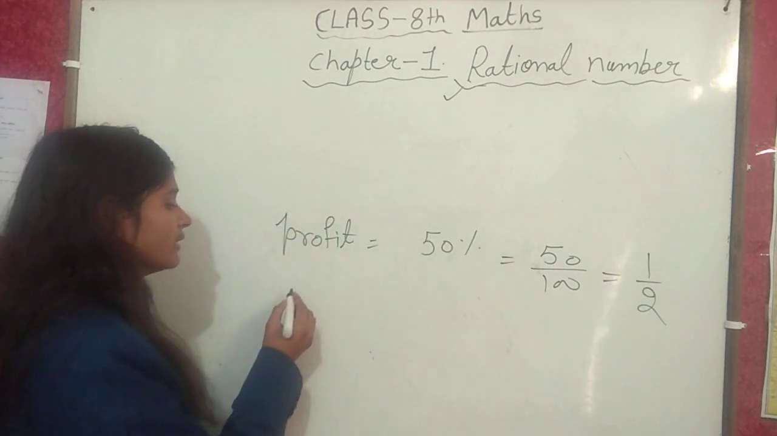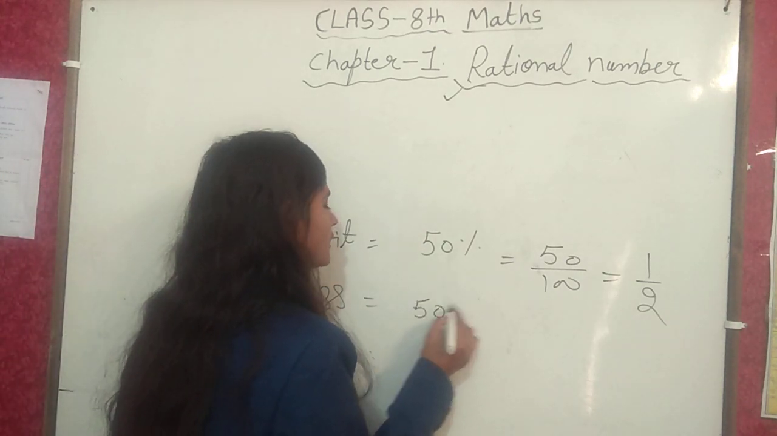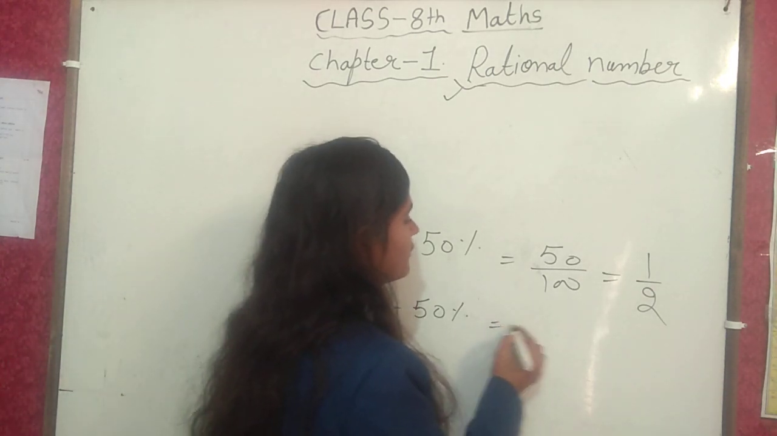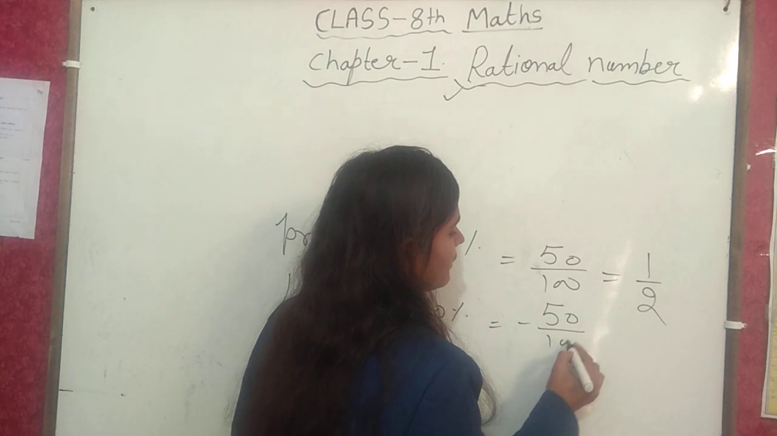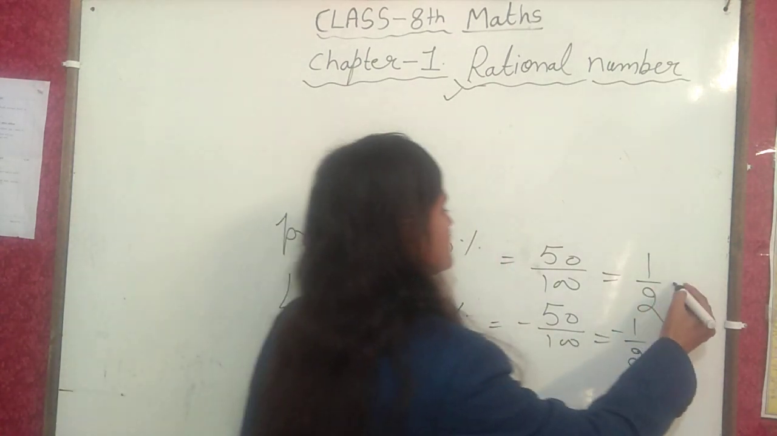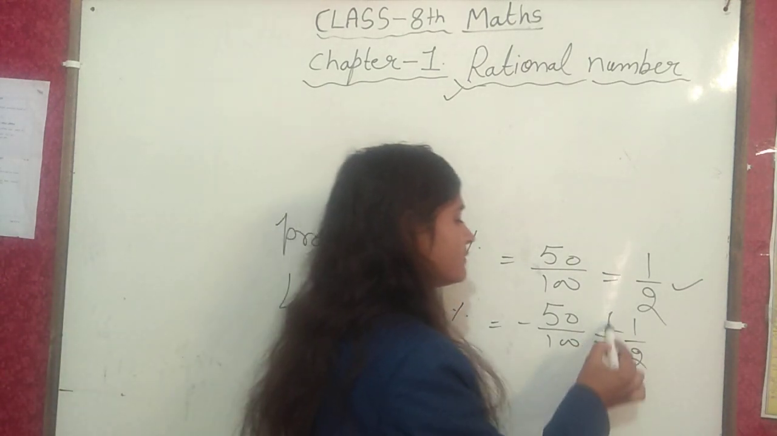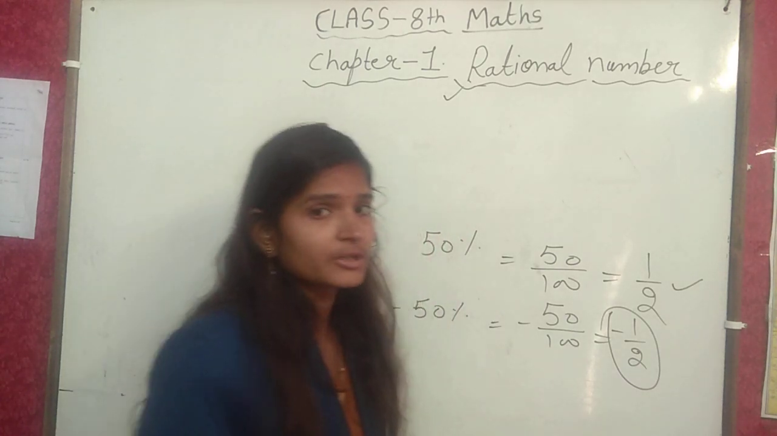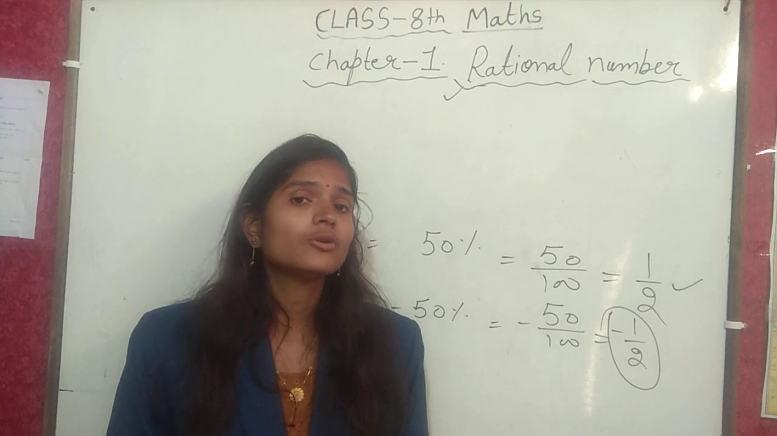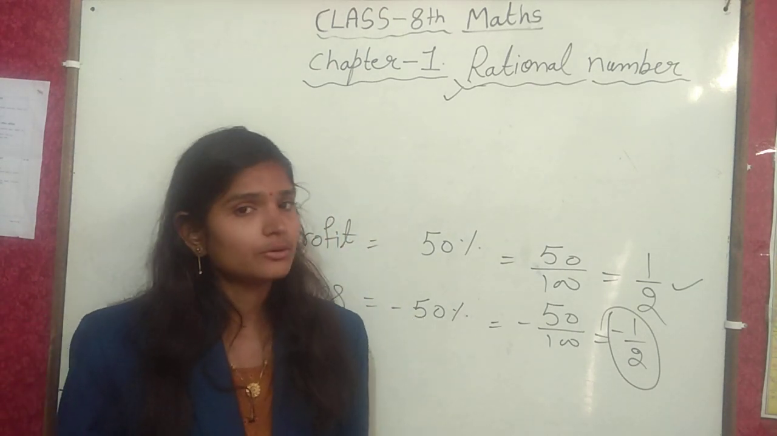But if you want to express a loss of 50%, how can you denote it? You will denote it by a negative number. So it will convert to -1/2. You know 1/2 is a fraction, but -1/2 is not a fraction because fractions are always positive numbers. Okay, you have to remember this. And rational numbers can be positive and can be negative also.